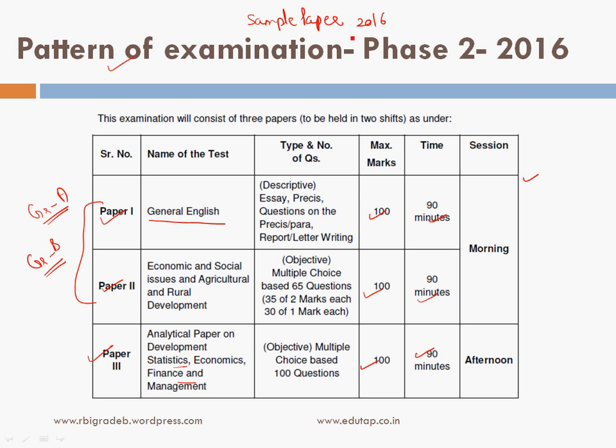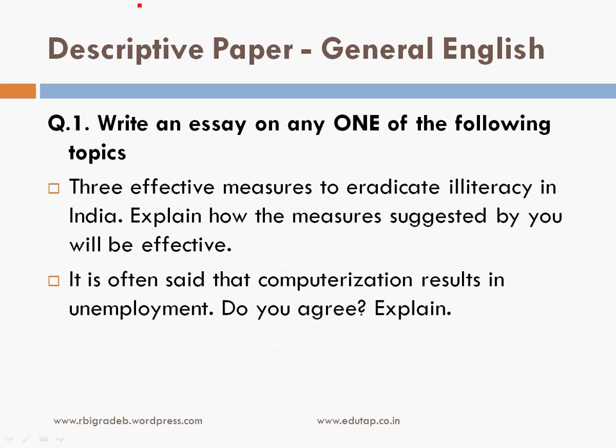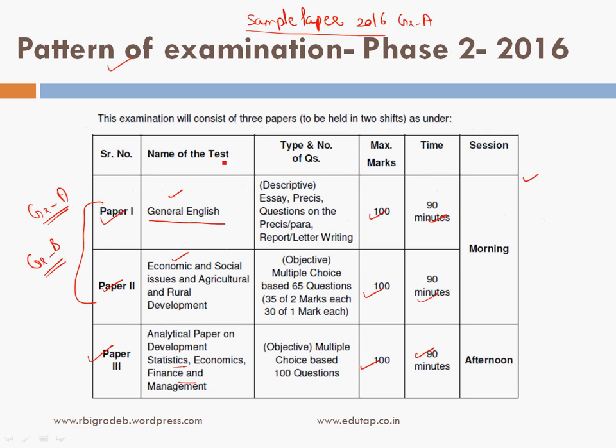So in this video we'll be talking about the sample paper of grade A, that is the first two papers, English and ESI+ARD. This is the first question as given in the sample paper by NABARD. The pattern is that in the English paper you could be asked to write an essay, précis, questions based on the précis, para, report, letter writing. In the sample paper, NABARD has given essay, précis and letter writing.